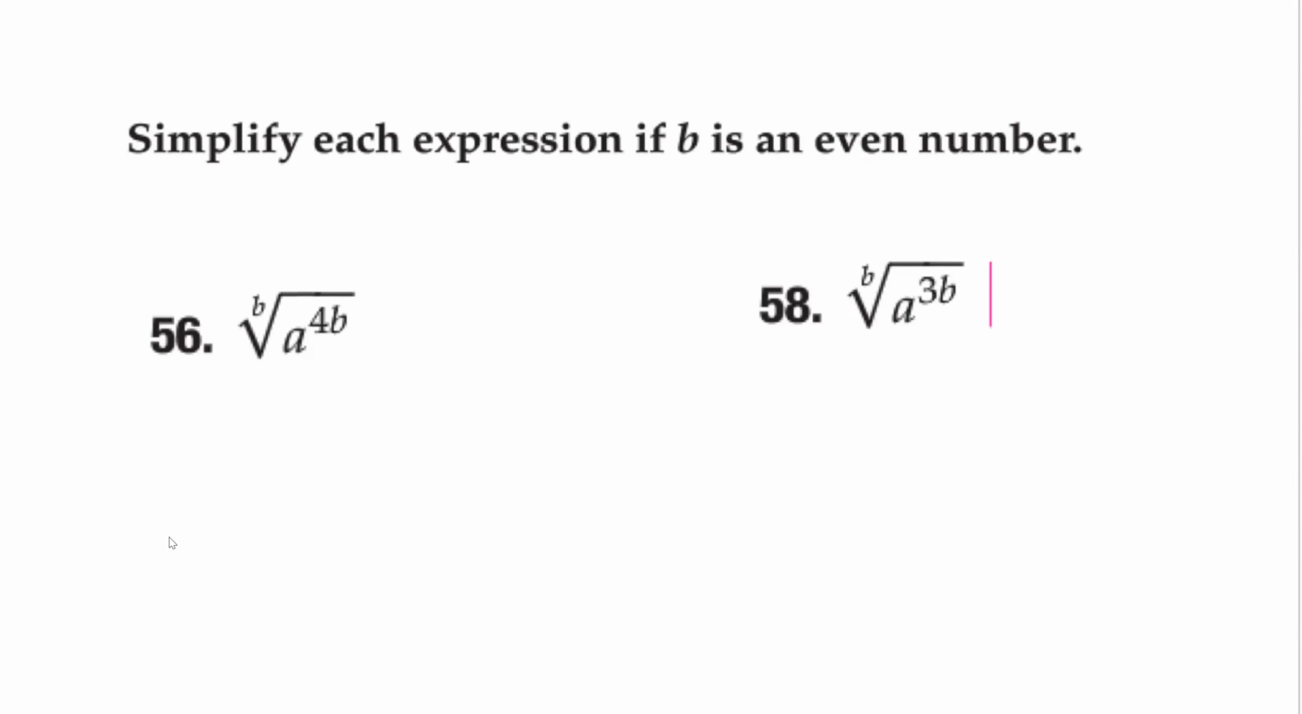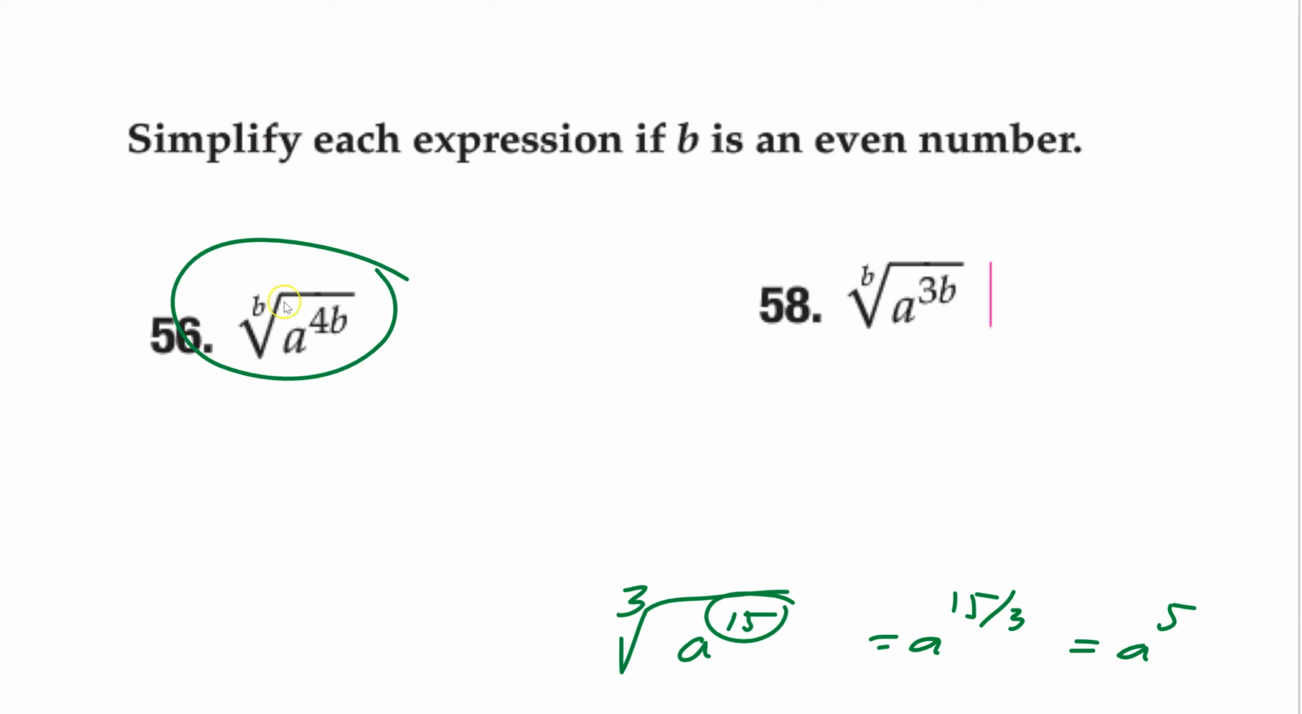Almost done. Let's simplify the expression if b is an even number. It's the last thing we're going to do today. So before I do that, let's go back to what we did before. Let's do like the cube root of a to the 15th power. The way we did this is we took the power and divided by the root. So this was a to the 15 divided by 3, which gave me a to the 5th.